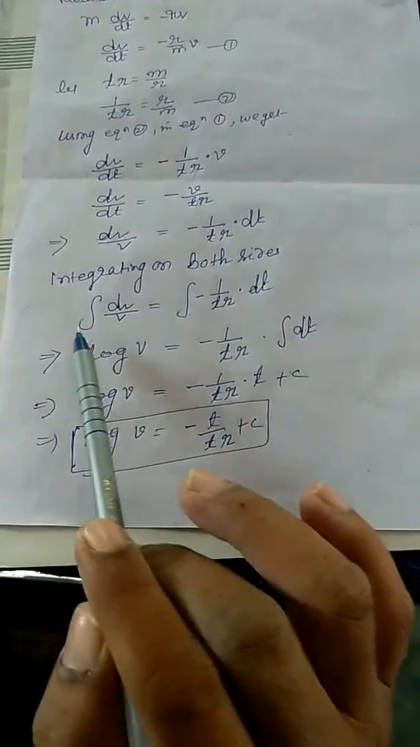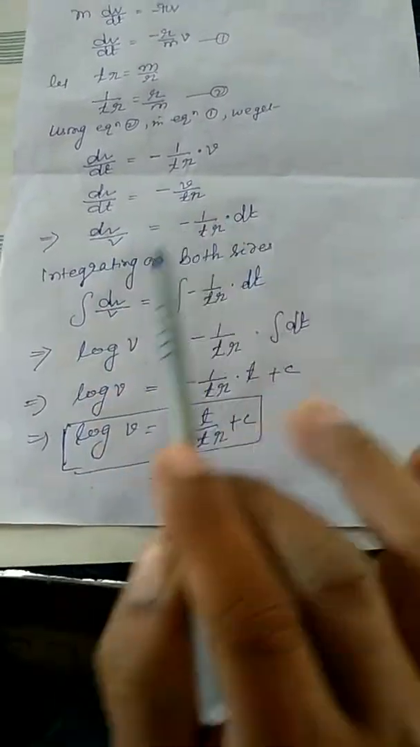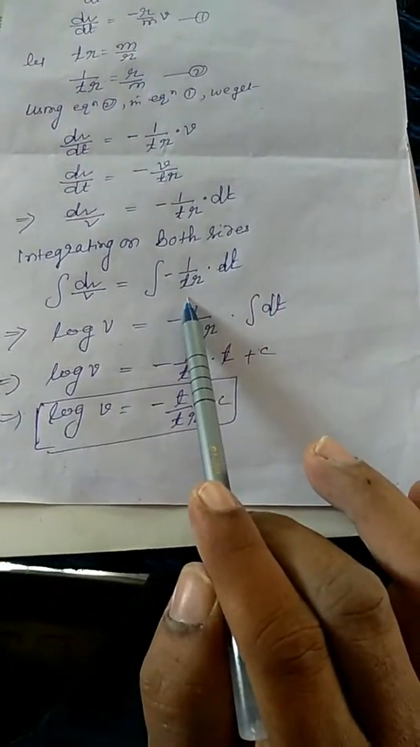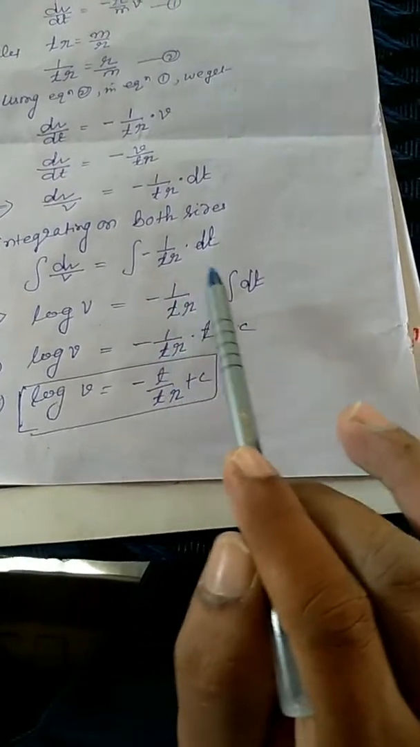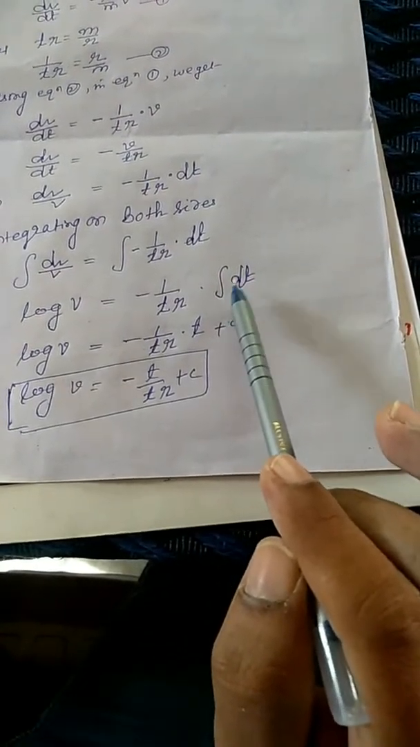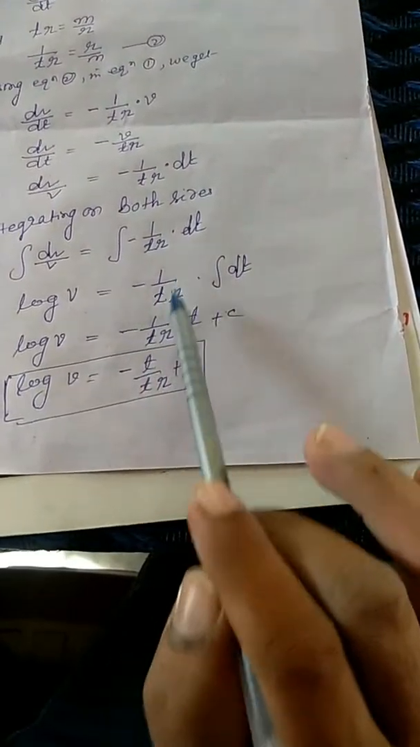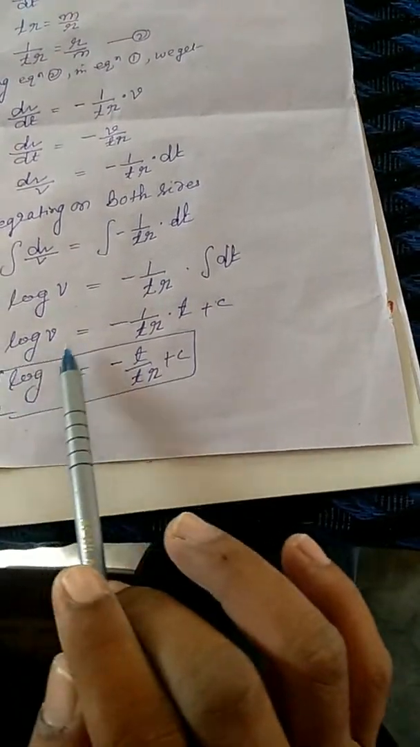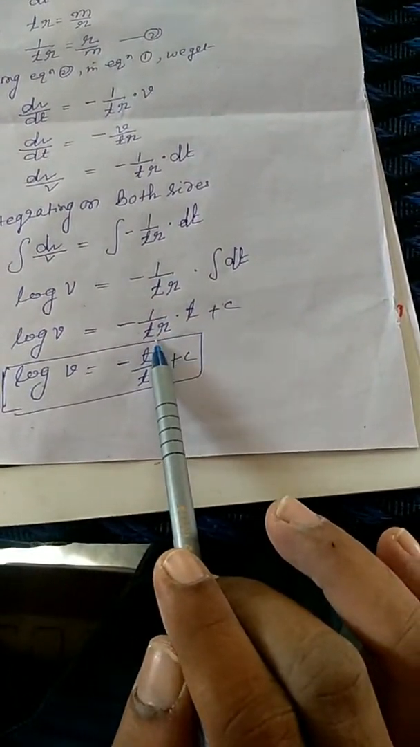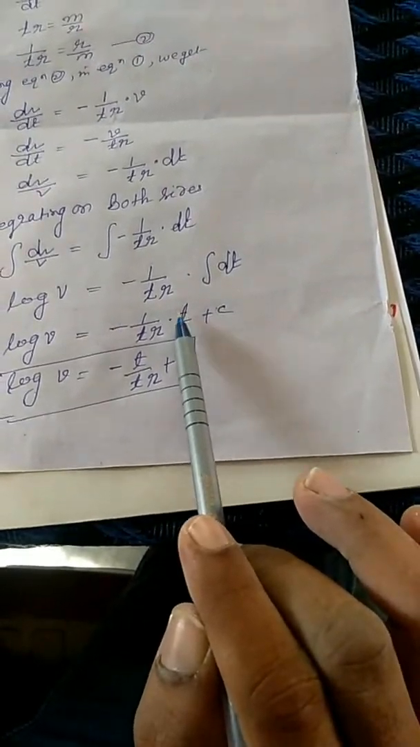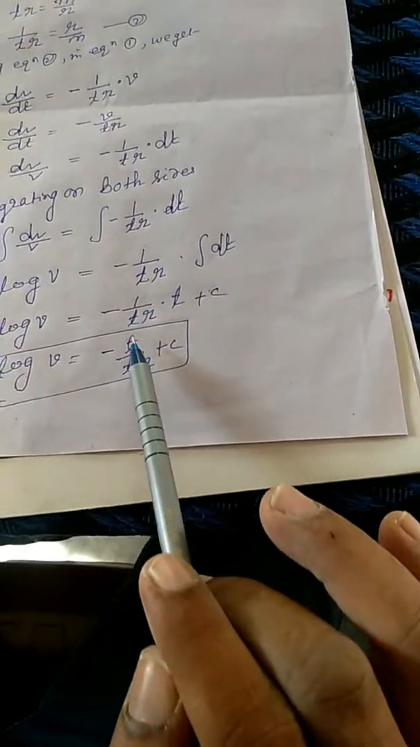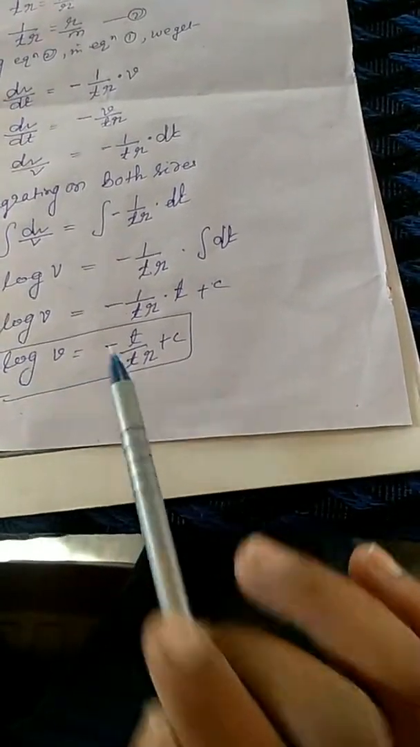Now integrating on both sides, we will get what? dV by V gives log V, is equal to minus 1 by TR. We know the constant is separated, and now we have to integrate dt only. The integration of dt is t, and plus c must be written here. So log V is equal to minus t by TR plus c.